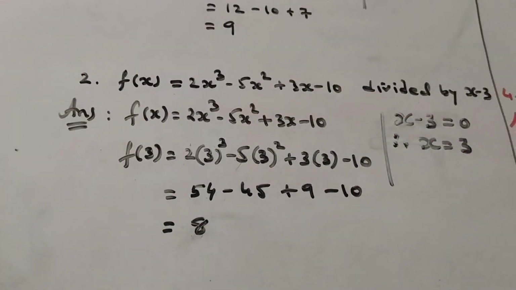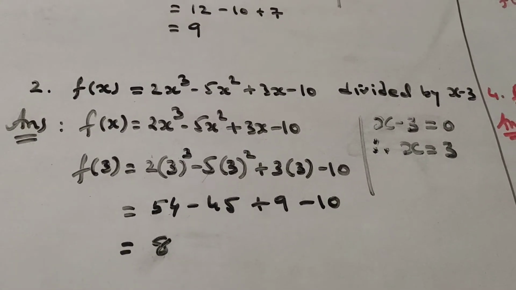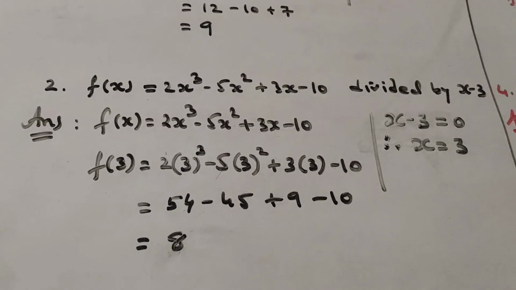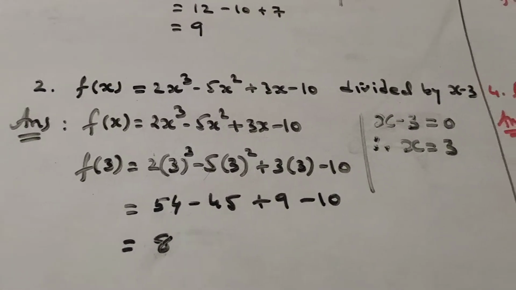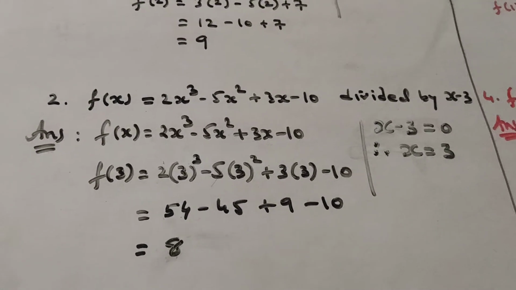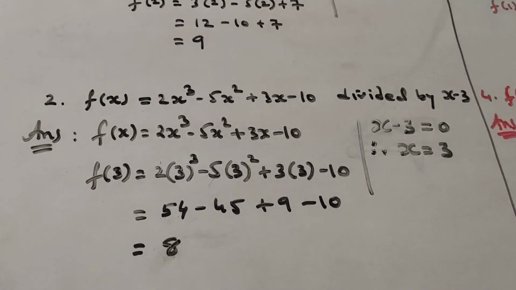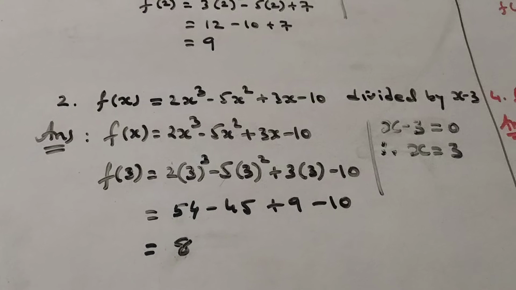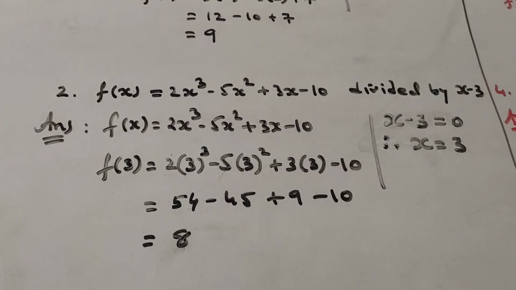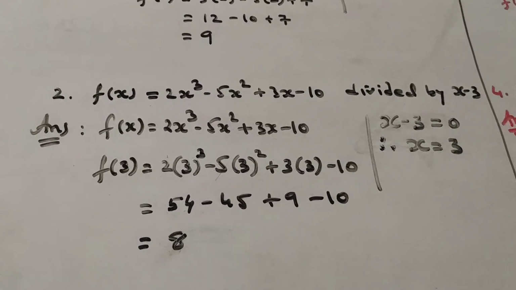The next sum says f(x) is equal to 2x cube minus 5x square plus 3x minus 10 divided by x minus 3. So f(x) is equal to 2x cube minus 5x square plus 3x minus 10. We'll put that if it is a factor, then the remainder is 0. So x minus 3 is equal to 0. Therefore x equals 3. Here, without dividing, we are going to find out the remainder. So placing the value of x as 3, we get 8.